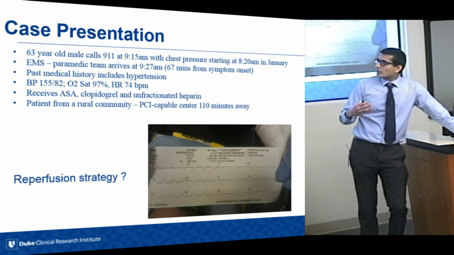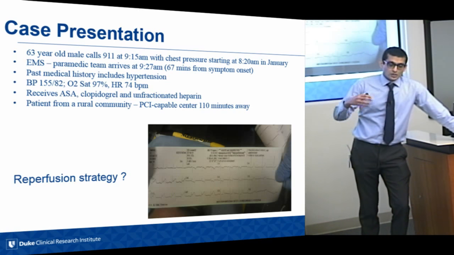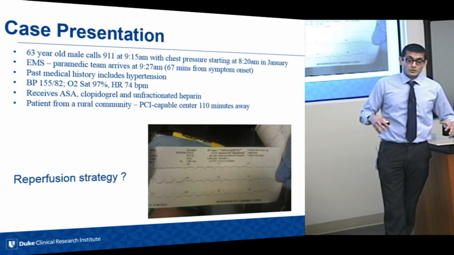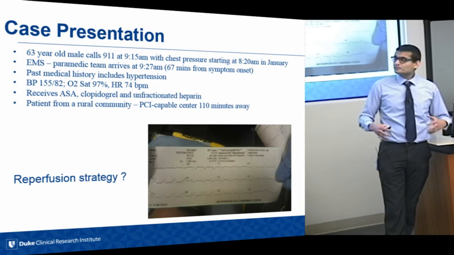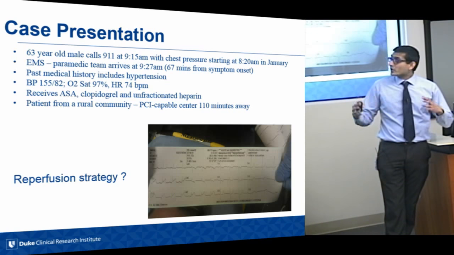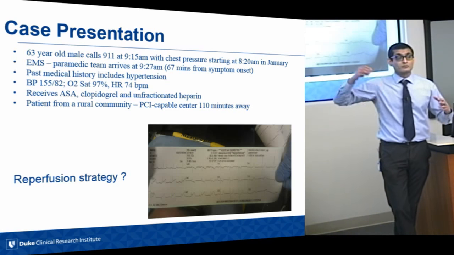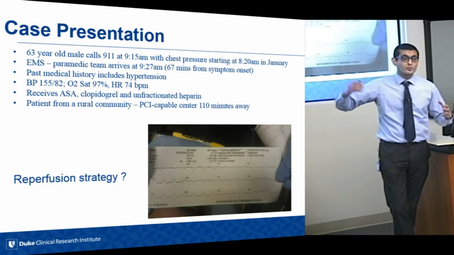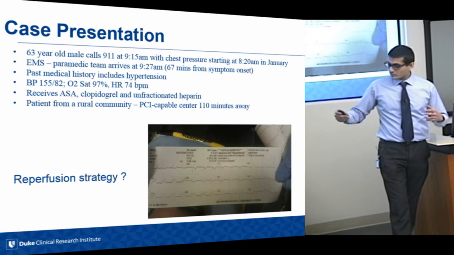And so that's an important question, really not so much here, where there are about 25 primary PCI centers in North Carolina. Patients live within 60 minutes of a PCI-capable center, but in areas of the world where patients are significantly far away from a PCI-capable center, how do we effectively reperfuse these patients?